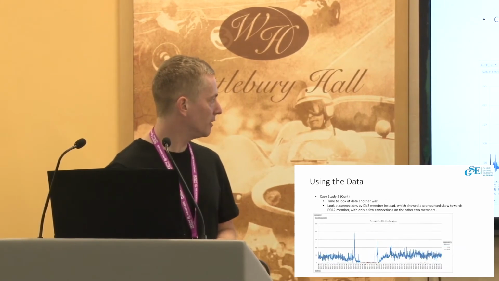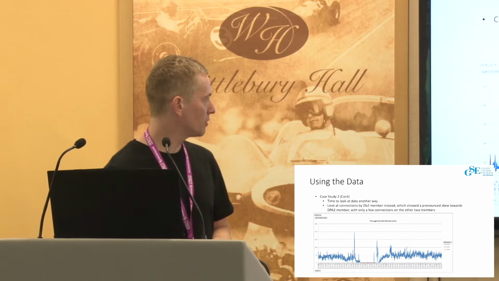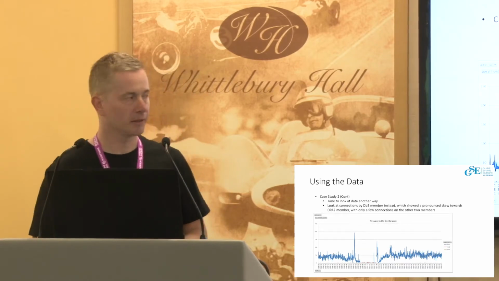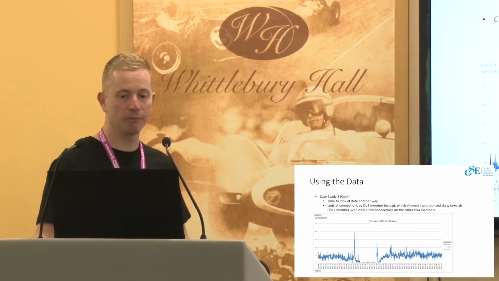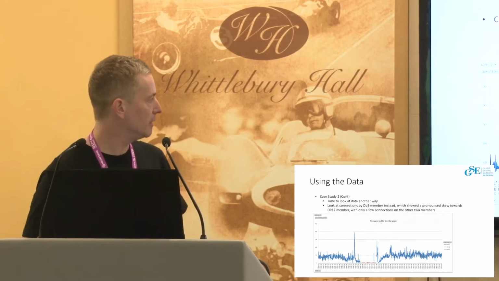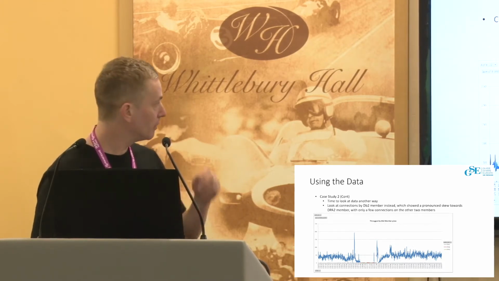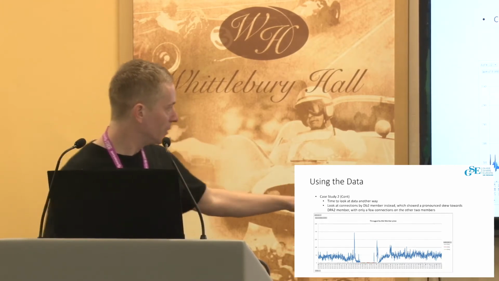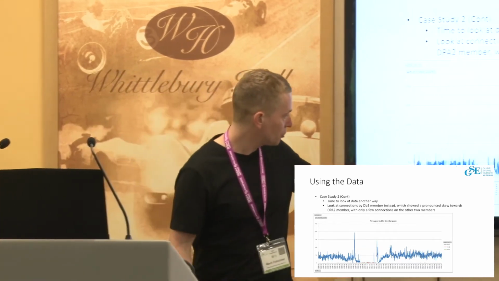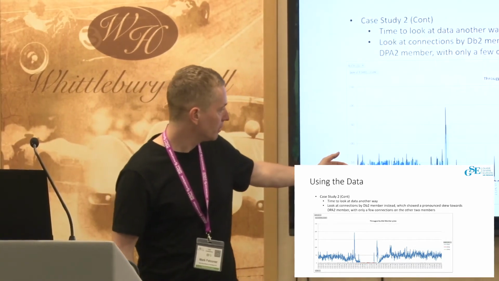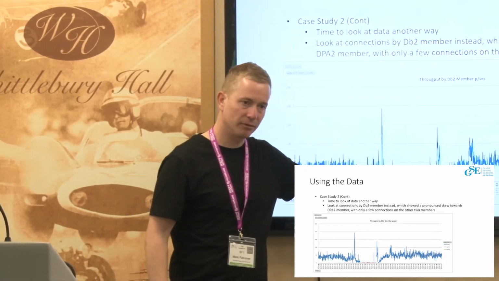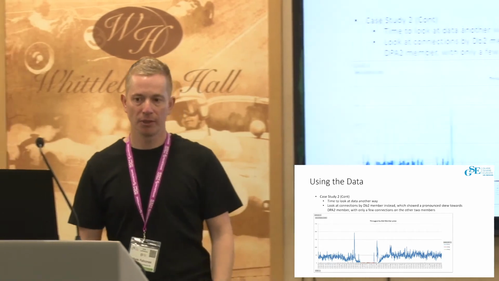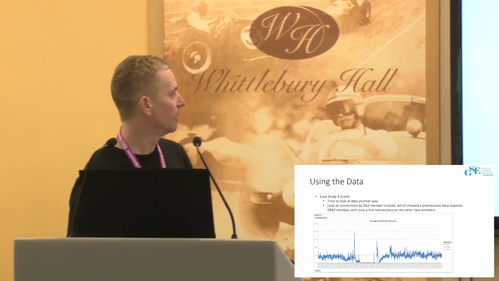But then a slightly different way of looking at it was looking at the connections by member. We've got 3 main members, only 3 members that take any DDF work in RBS. And there we can see there's a very pronounced skew towards one of these members, DPA2. And then when we have the problem, there seems to be a smattering of connections attempting to go into the other 2 members.